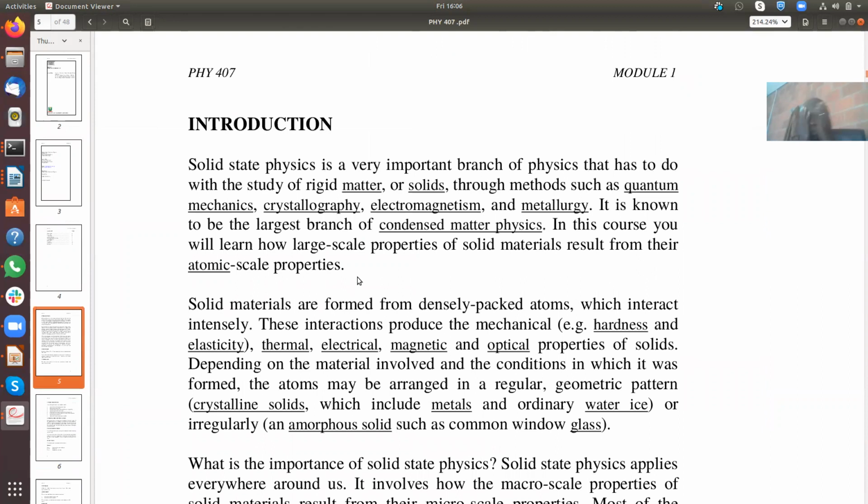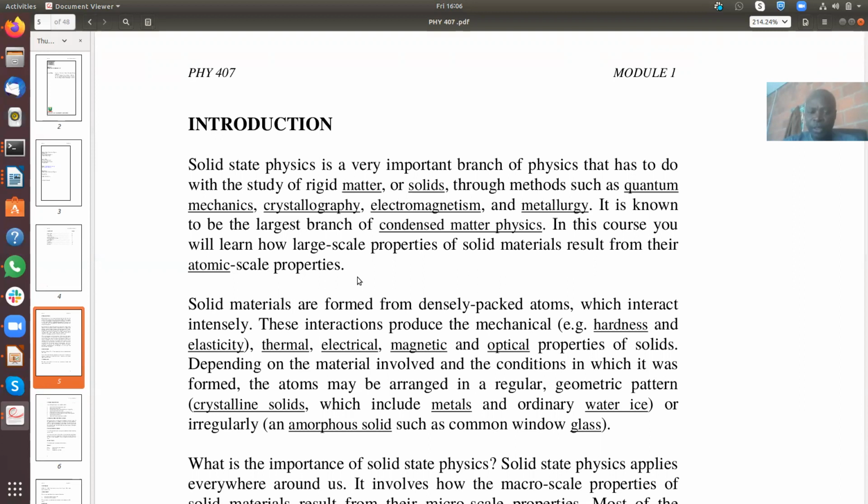We start with the introduction. In year 3, I think you are familiar with the concept of solid state physics, which is majorly a branch of physics that deals with matter and solids. We discuss this concept using quantum mechanics, along with crystallography, electromagnetism, and metallurgy.